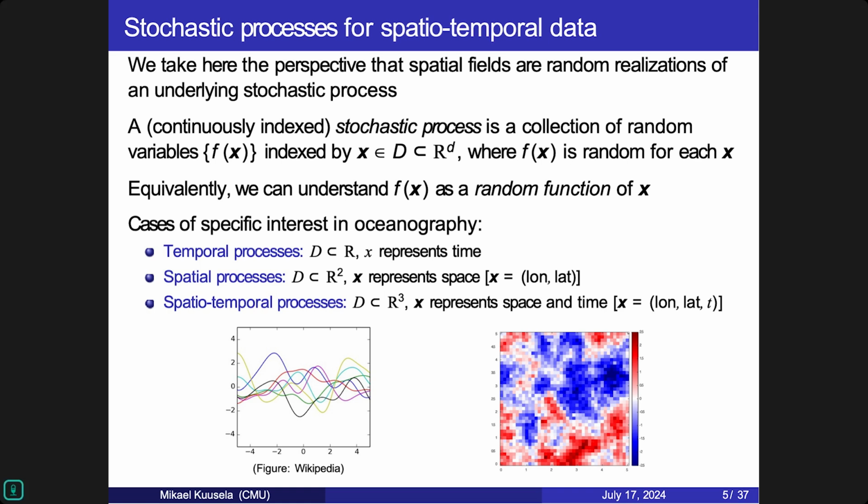Just to give you an idea of what this might look like, here we're talking about a random function over a 1D space, a random function over a 2D space, a random function over a 3D space. So what might that look like? Here is an example of what this looks like over a 1D space.